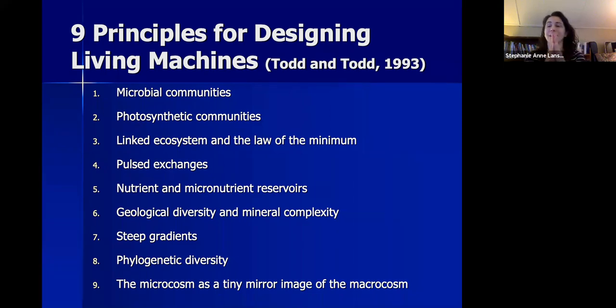We also need to think about phylogenetic diversity. So here we're talking about not just microbes, not just plants, but all the phyla. Can we have snails in there? Can we have fish in there? Can we have different systems in there? And thinking about the diversity of ecosystems, how can we put that into the living machine?